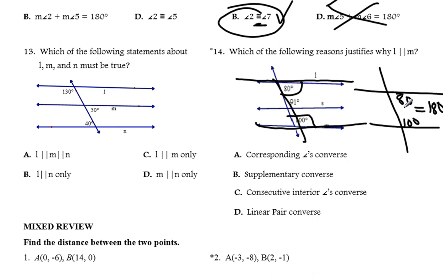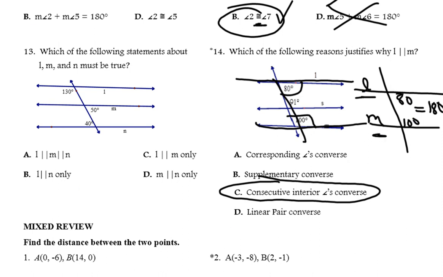And when consecutive interior angles are supplementary, then the lines that form them are parallel. So the consecutive interior angles converse says that if the consecutive interior angles are supplementary, then the lines that form them are parallel.